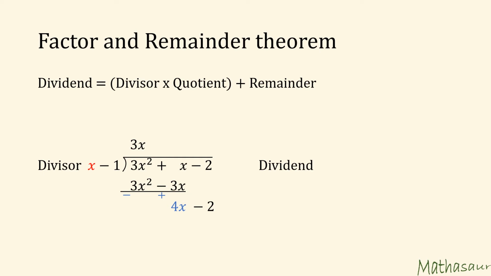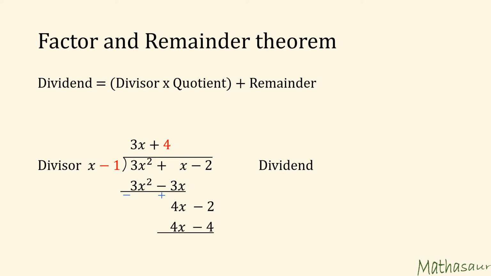Once again, let us look at the first term of the divisor and the first term of the remainder. What do we need to multiply x with in order to get 4x? It would be 4. So x times 4 gives us 4x. Similarly, minus 1 times 4 gives us minus 4.